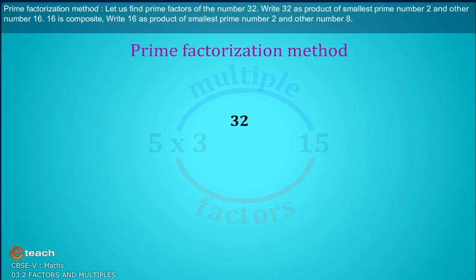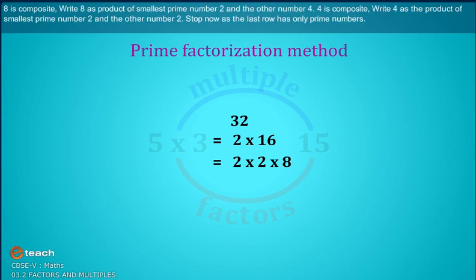Write 32 as product of smallest prime number 2 and the other number 16. 16 is composite. Write 16 as product of smallest prime number 2 and the other number 8. 8 is composite. Write 8 as product of smallest prime number 2 and the other number 4. 4 is composite. Write 4 as the product of smallest prime number 2 and the other number 2. Stop now, as the last row has only prime numbers.